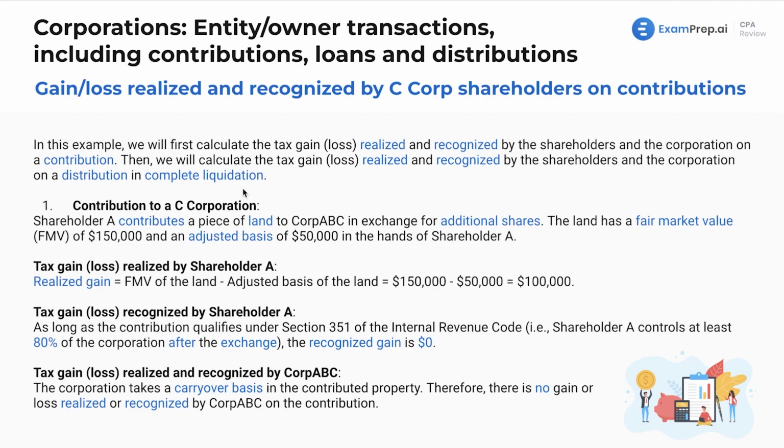So we're constantly going back and forth between transactions with the shareholders, which are the owners, and the entity, also dealing with contributions, loans, and distributions. We're seeing it all. We're making sure we got this down. First off, we got a contribution to a C Corp. Shareholder A contributes a piece of land to Corp ABC in exchange for additional shares. The land has a fair market value of $150,000 and an adjusted basis of $50,000 in the hands of shareholder A.